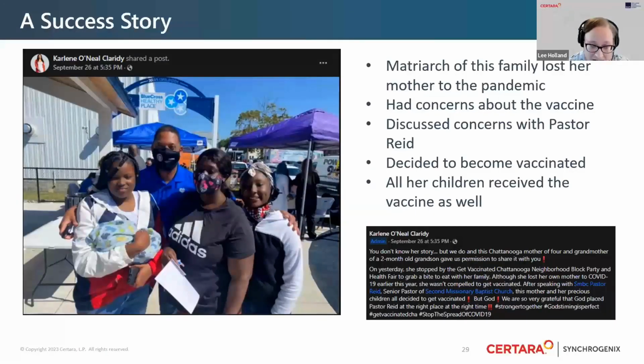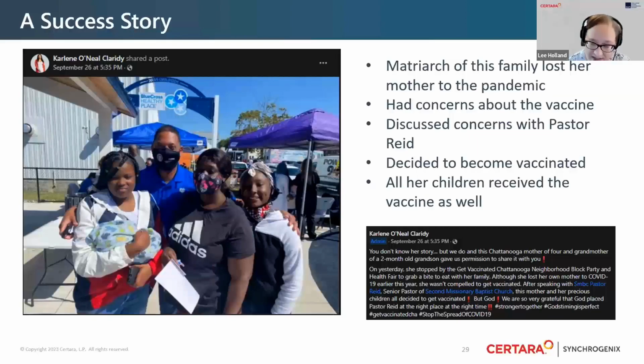A lot of people were very confused about the information that they were receiving. Part of that is because the anti-vax movement has a really, really good propaganda arm. They're really good at pushing misinformation. And so as a result, what happened is Pastor Reed, who's the pastor at the Second Missionary Baptist Church, was well informed. He had been working with Get Vaccinated Chattanooga. So he was very health literate especially about vaccines and the pandemic.